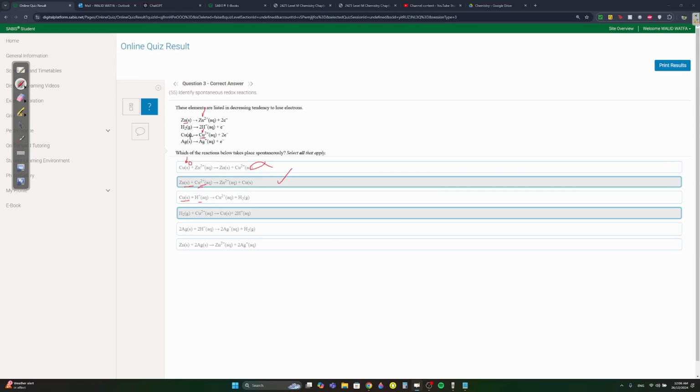Cu, H plus. Cu, is it more reactive than H plus? No, H plus is above it, so no. Cu, H, let's see, H, is it above Cu? Yes, okay. Ag is here, H is up here, so obviously no.